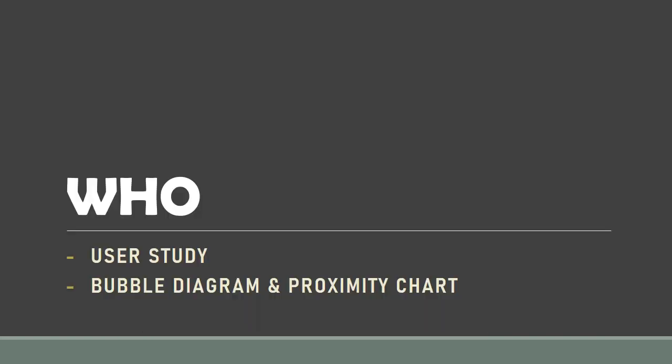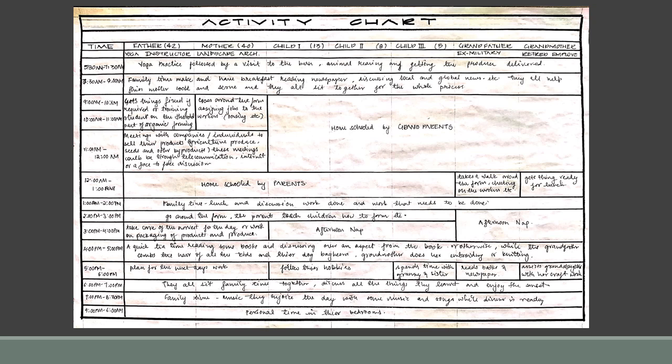The next part is Who, which is basically knowing about the client details and the user study, the bubble diagram and the proximity chart. This is the activity chart, which tells the daily details of what the people in the family do, like the father, mother, the children, the grandparents, such as being homeschooled at a particular time, or what time they take a nap, they have their food. So this activity chart is a timetable of the whole family.